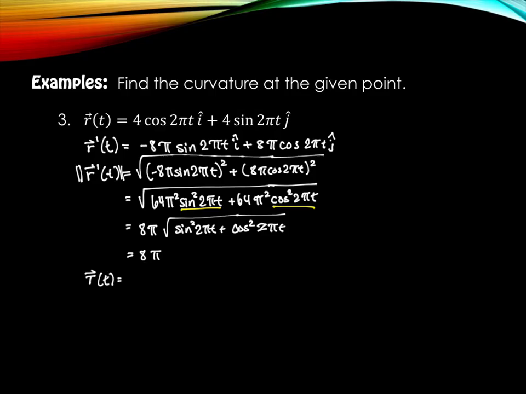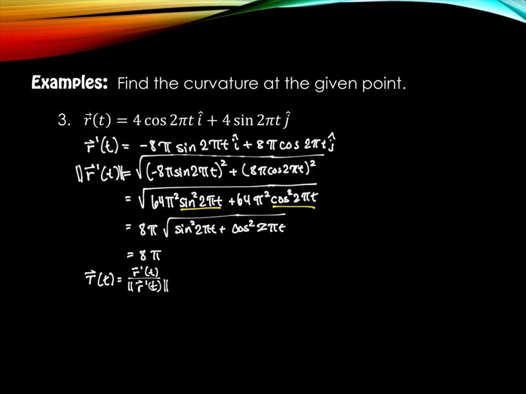All right, so taking a look at capital T of t. Let me write in from 12.4, since we've had a break from it, what the formula is for T of t first, and we'll write it in right here. So T of t is R prime of t divided by the magnitude of R prime of t.